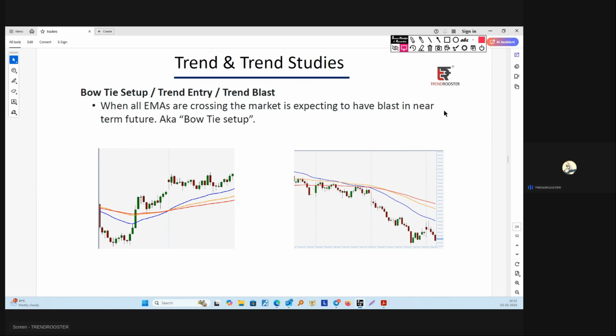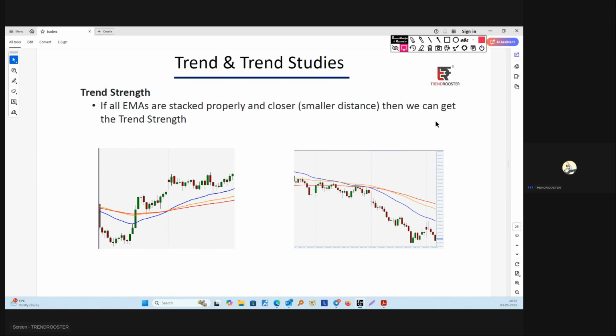We are still looking at the trend studies. Now, the smaller the distance, what is it telling us? Trend strength. When all these EMAs are stacked at a very small distance, it means the trend strength is phenomenal, which means there are furthermore levels to go, because the trend strength is so clear and it's going to blast further. This is called strength to strength.